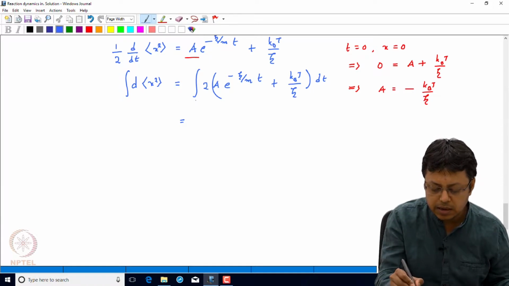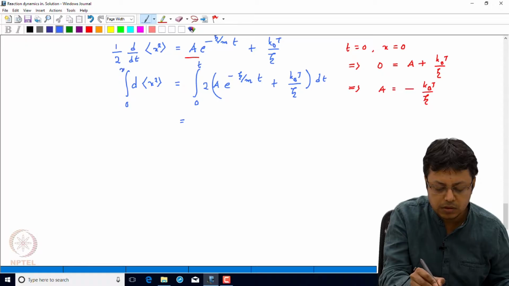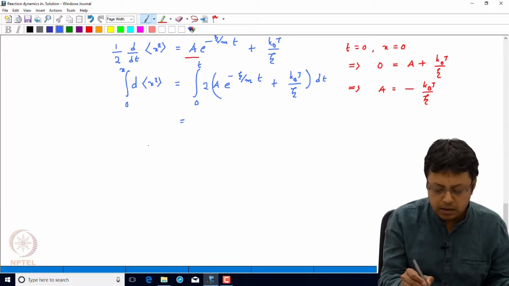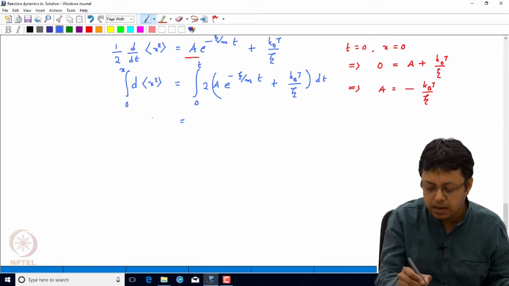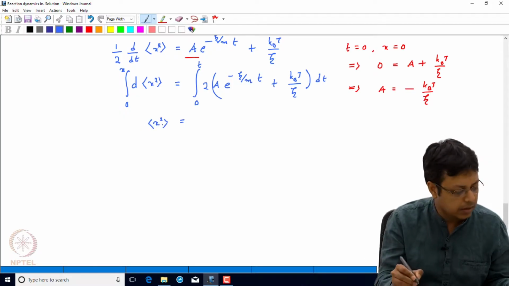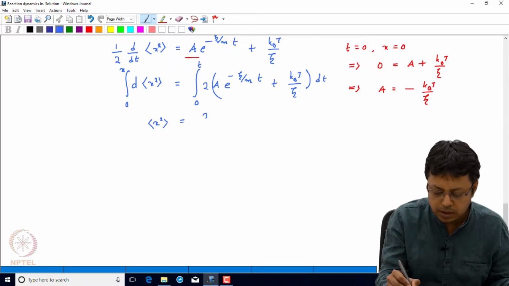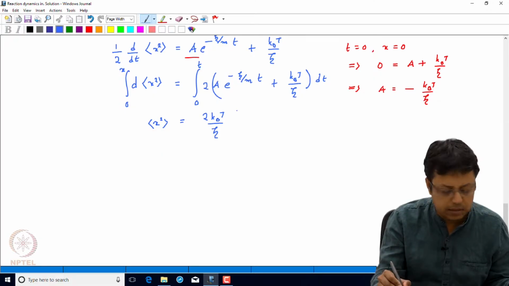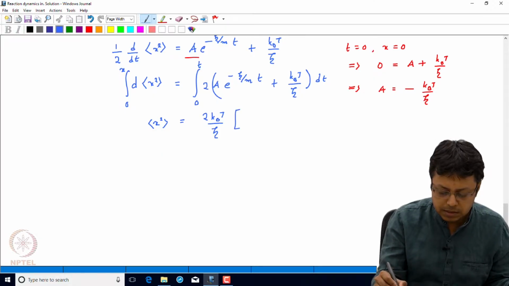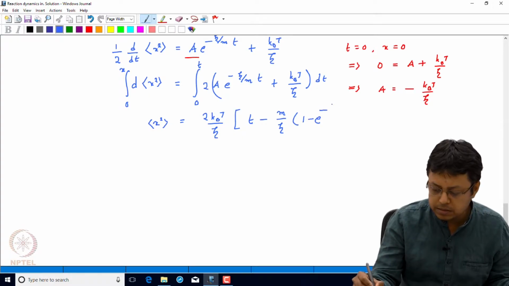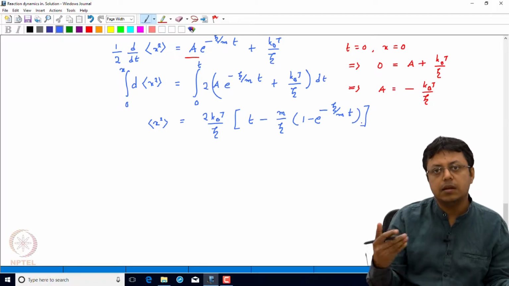So the limits are again at t equal to 0, x is equal to 0, and at t is any arbitrary time, the position is x. After we put the value of a, we will get x square average is equal to twice kBT by zeta times t minus m by zeta times 1 minus e to the power minus zeta by m into t, and you can check this integration. So this gives the mean square displacement.